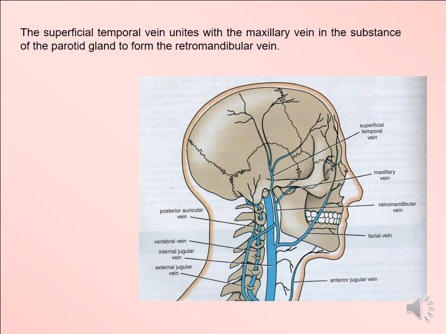The superficial temporal vein unites with the maxillary vein in the substance of the parotid gland to form the retromandibular vein. These two veins come from the side and from beneath the base of the skull. The superficial temporal vein is lateral to the superficial temporal artery and goes downward, uniting with the maxillary vein to form the retromandibular vein. The retromandibular vein divides into anterior and posterior divisions within the angle of the mandible.